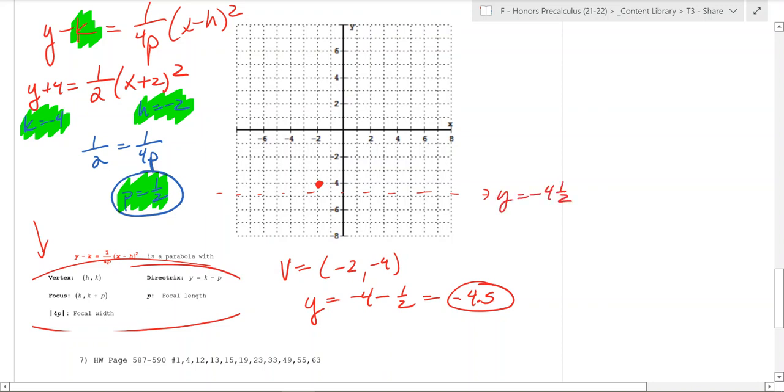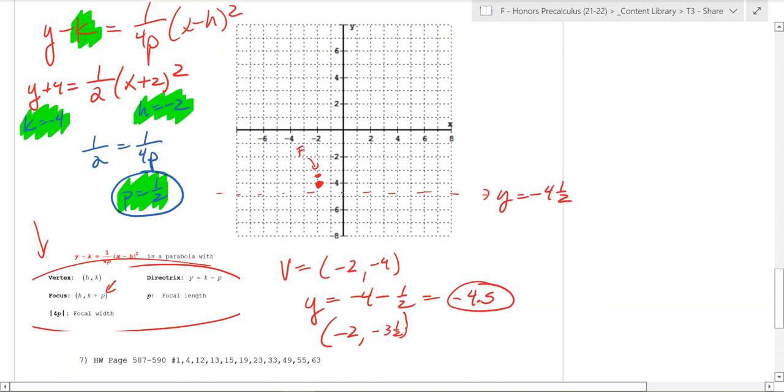And then your focus on this is going to be h, which we know is going to be -2, k plus p, right there, k plus p. So when you add k and p together, you get -3.5. It's halfway up there. So the focus is going to be -3.5, which is going to be right there. So there's your focus right there. So then what else do you have here? Let's list it out here. You've got the focal length, which is p, and then the focal width.